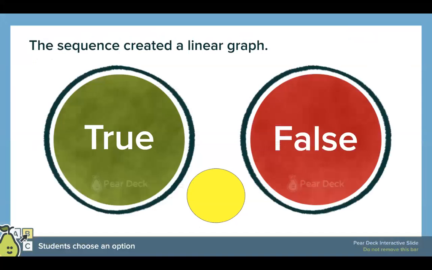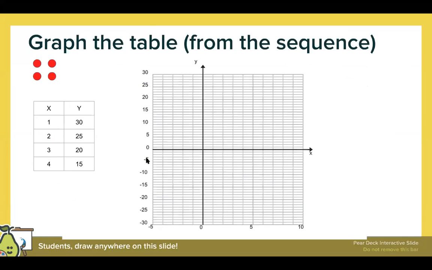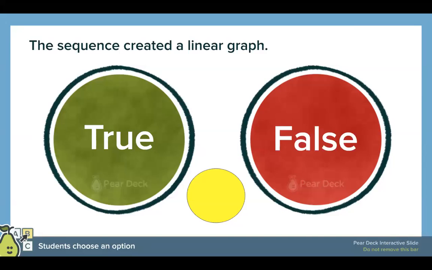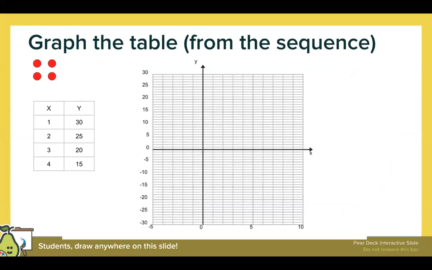And once you do that again, did that sequence create a linear graph? It's definitely different than the first one, but if you have all your points plotted and you can connect them, if it makes a straight line again, it's going to be true. If it is not a straight line, it'll be false. So again, plot your points, and then you're going to check it and drag your yellow dot to whichever side you think it goes to.